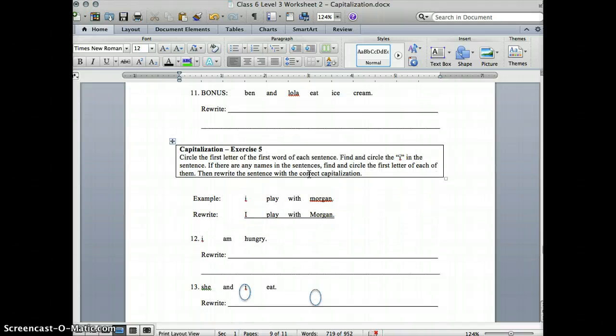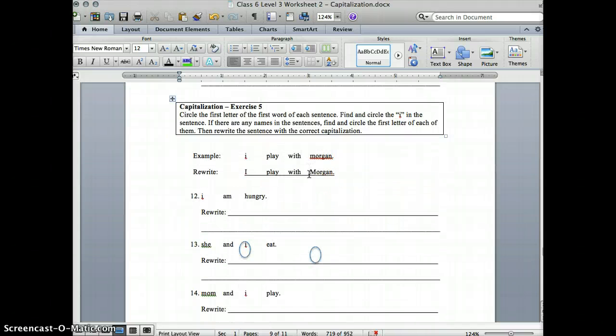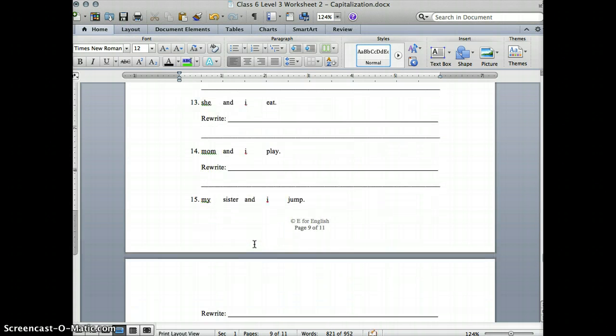Okay, now let's try exercise 5. So this is going to be a mixed review of everything we just learned today. This is going to have words at the beginning of a sentence that are not capitalized. This is going to have words that are names of people. This is going to have the word I in it. And we all have to go back and find those letters and correct them. So let's try number 13. I like this one because it's a little harder, but I know you guys can do it. So what do we have to capitalize? I want you guys to tell me. Shout it out.